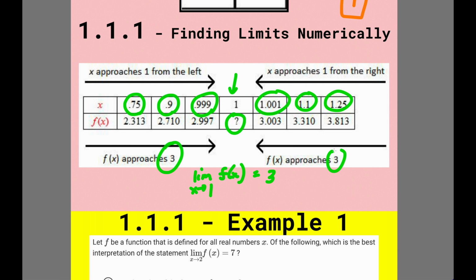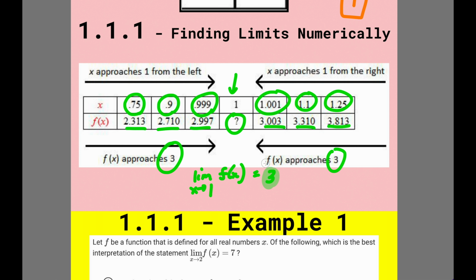You can see it right here. It says f of x approaches 3 on both sides. It's 2.313, 2.710, and then 2.997. That's close to 3. Then 3.813, 3.310, 3.003, getting closer to 3. So because of that, the answer for this would be 3. The limit of f of x as x approaches 1 is equal to 3.